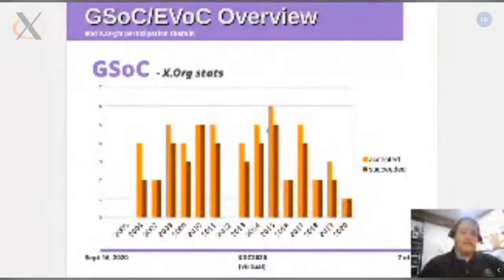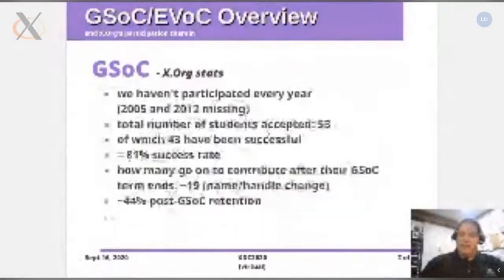So statistics, how have things been going? Here's a chart that shows our participation over the last number of years. In 2005 and 2012, we weren't participating in GSoC, but you can see the orangey bars are the number of accepted proposals that we had, and then how many of those succeeded. So it comes and goes. And I have a spreadsheet that shows all of the students, stuff like that.